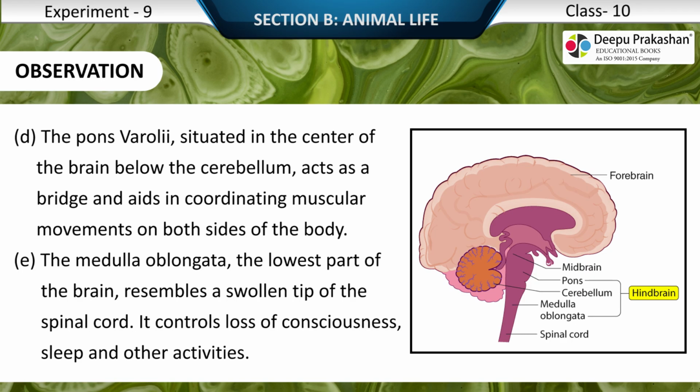D. The pons varolii, situated in the center of the brain, below the cerebellum, acts as a bridge and aids in coordinating muscular movements on both sides of the body. E. The medulla oblongata, the lowest part of the brain, resembles a swollen tip of the spinal cord. It controls loss of consciousness, sleep and other activities.